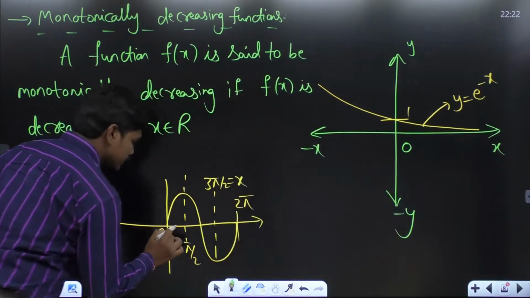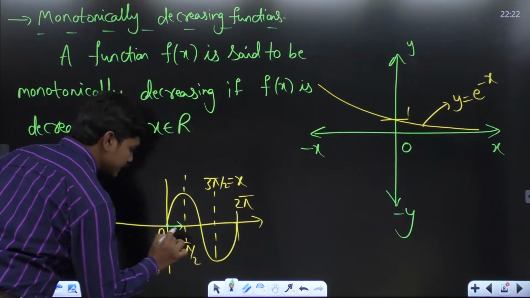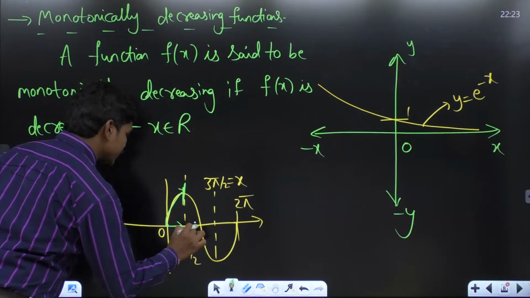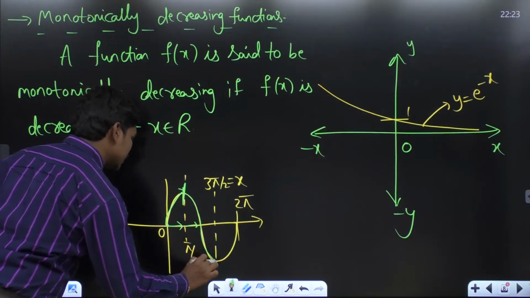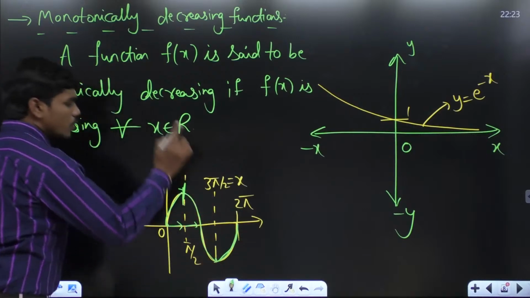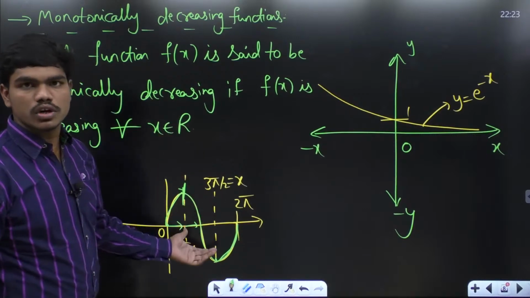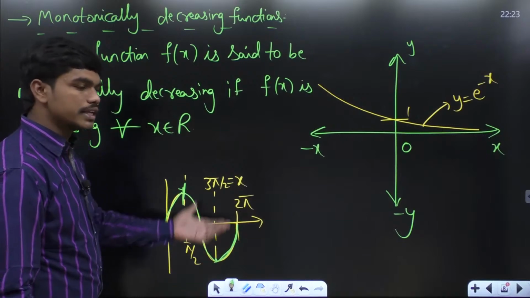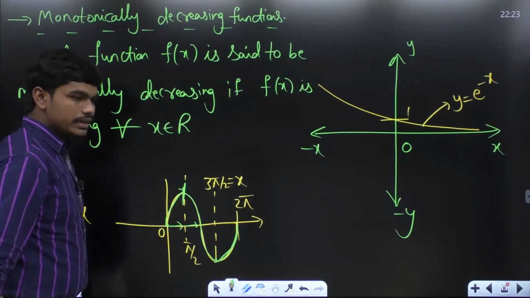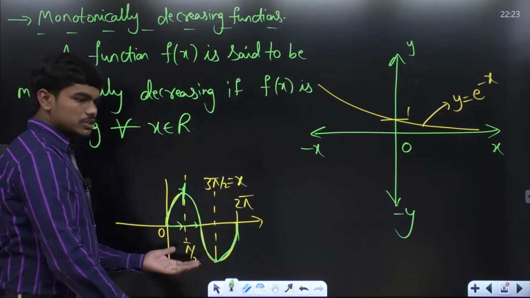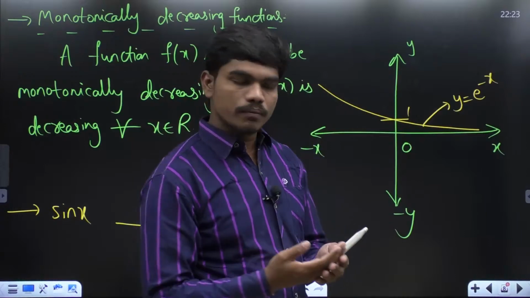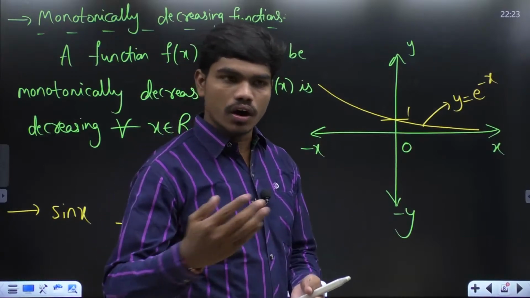From 0 to pi by 2, as you keep on increasing your x, your f of x is increasing. And from this point, if you keep on increasing your x, f of x keeps on decreasing till this point. Again from here, it increases. So this function is neither monotonically increasing nor monotonically decreasing. There could be some functions where you need to find within a given interval whether the function is increasing or decreasing. Sometimes they give you complicated functions, and then you should be in a position to say by differentiating whether the function is increasing or decreasing.